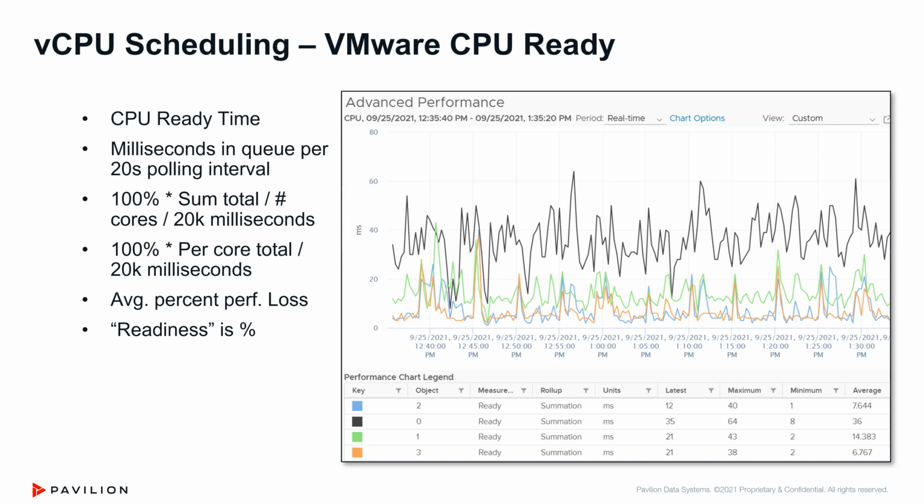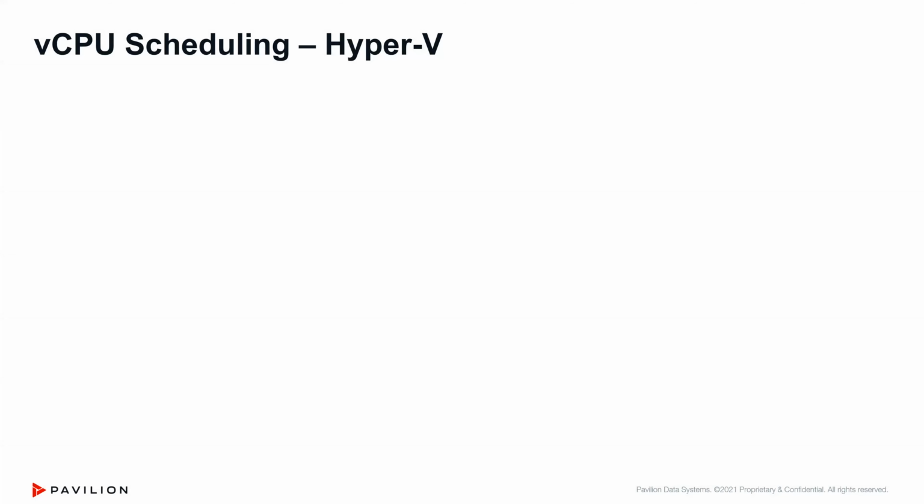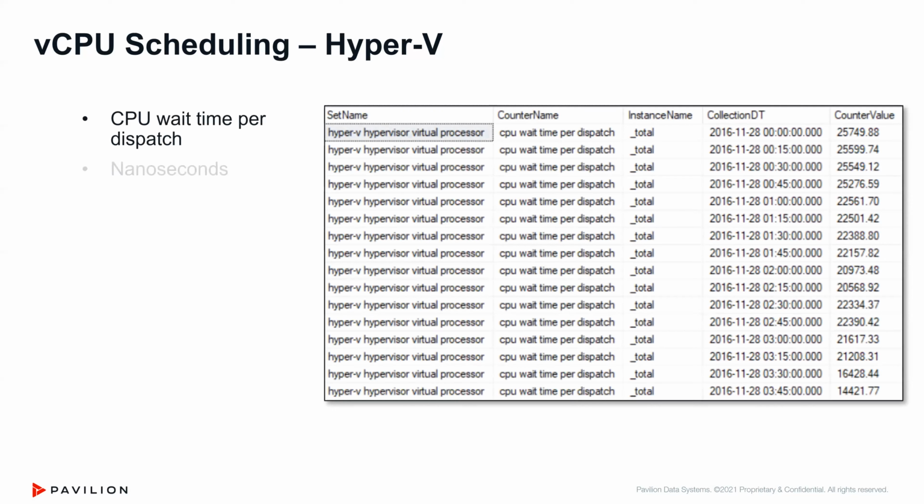Just divide by the number of 20-second polling intervals in the roll-up window for VMware. Like the past day, there's 15 in there. So just take that value divided by 15. If you're on HyperV, same exact metric applies. We just call it something different.